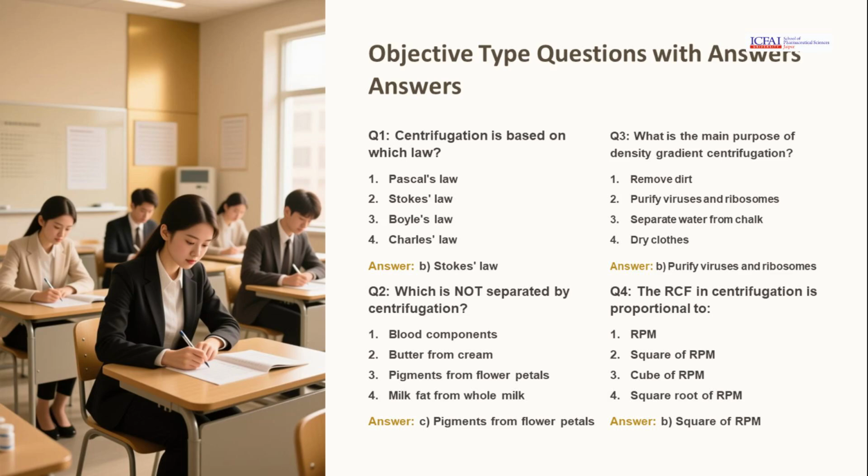Now, on to objective-type questions. Centrifugation is based on Stokes' law, and pigments from flower petals are separated by centrifugation. The main purpose of density gradient centrifugation is to purify viruses and ribosomes. The RCF in centrifugation is proportional to the square of RPM.